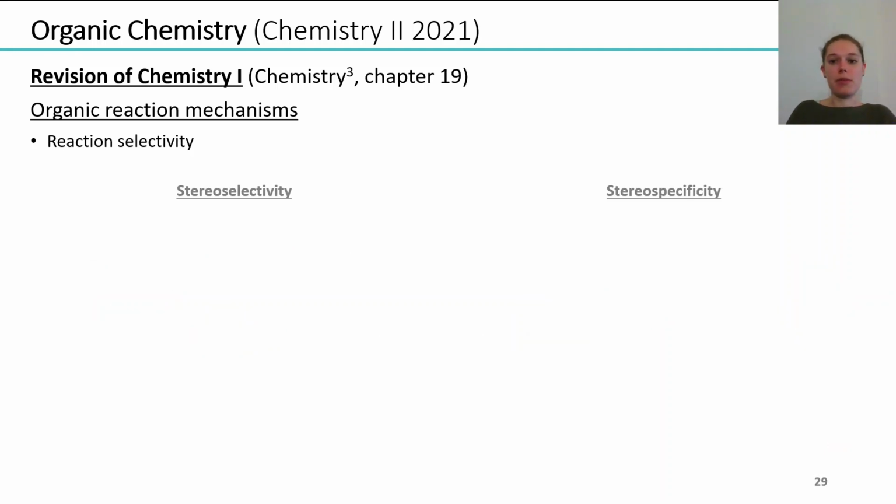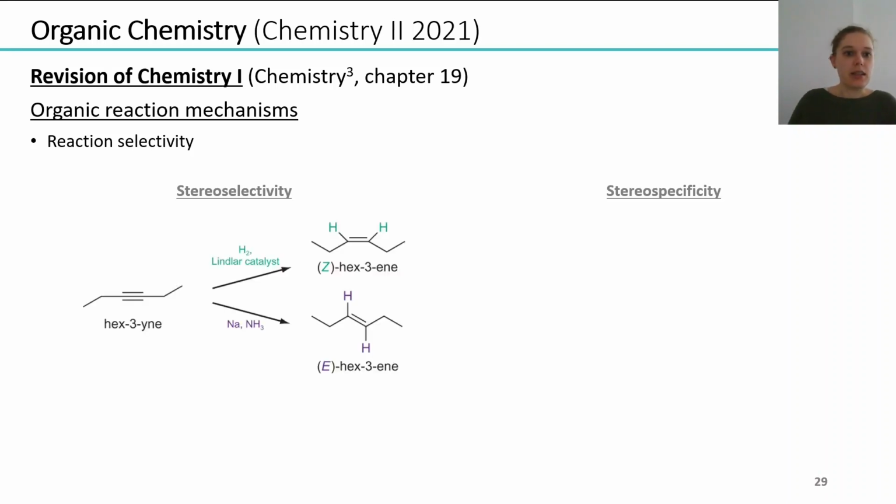So for example, we can have a stereoselectivity. And stereoselectivity means that one stereoisomer is formed selectively over another. So for example, if we want to reduce an alkyne towards an alkene, then we can start with this hex-3-yne, and if we use a Lindlar catalyst, then we selectively produce the Z-hex-3-ene.